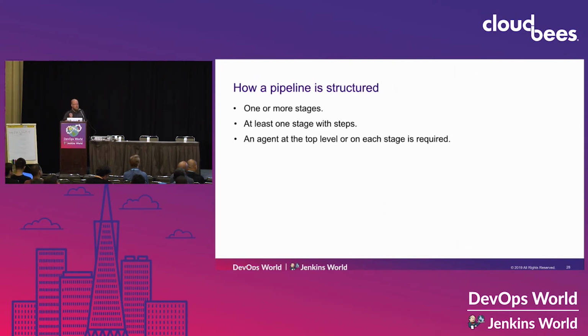So how is a pipeline structured? One or more stages, because obviously we've got to do something. At least one of those stages has to not contain nested stages, but actually contain steps, because again, we actually have to do something. And you've got to specify an agent, as in what image should be used for the steps to run on, at some point, at least at the top level or on each individual stage.